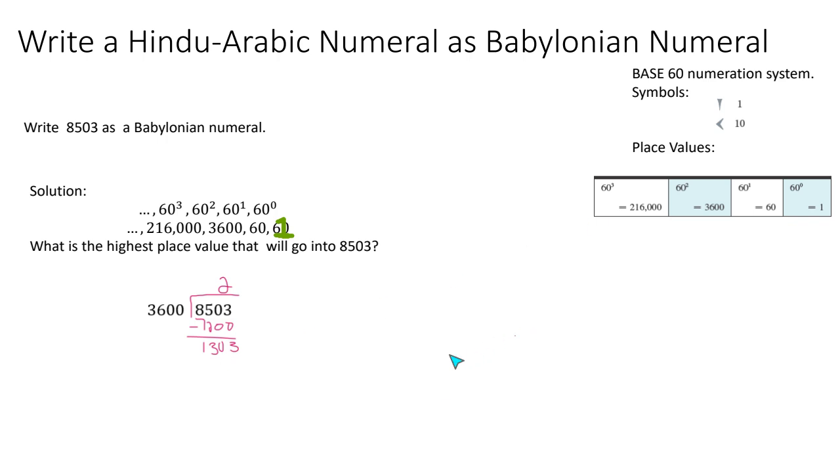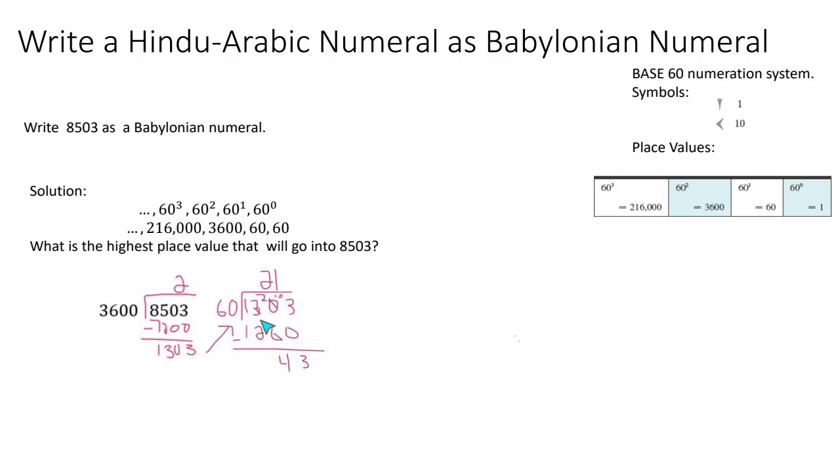Okay. So then what we want to do next is we're going to take our remainder. So this is our remainder. And then we're going to divide by the next place value. So if we started with 3,600, the next place value is 60. So 1,303 divided by 60 goes in 21 times. 21 times 60 is 1,260. If we subtract, we get 43.